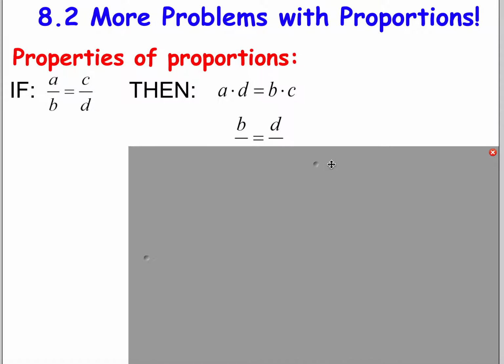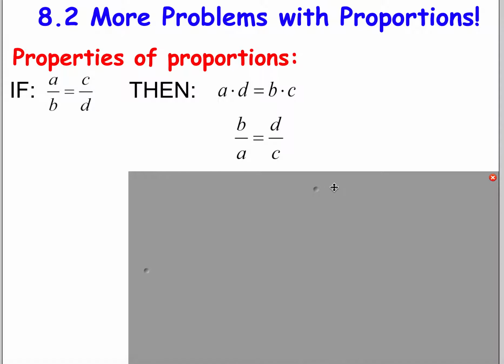Okay? And similarly, I can solve this by just, once again, rearranging. I'm going to divide this side by A. I'm going to divide this side by C. And what we would then get is B over A equals D over C. So this is not anything new or different. This equation is not anything new or different. All it is is this original proportion rearranged.